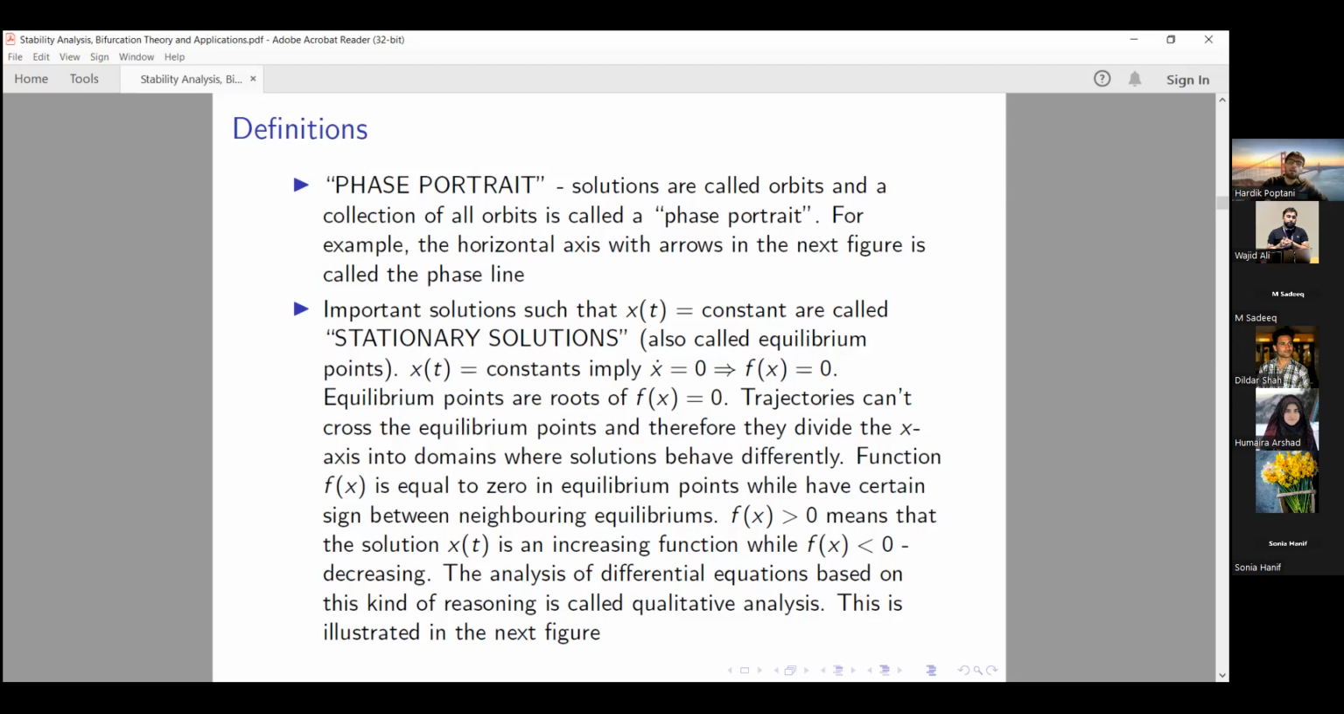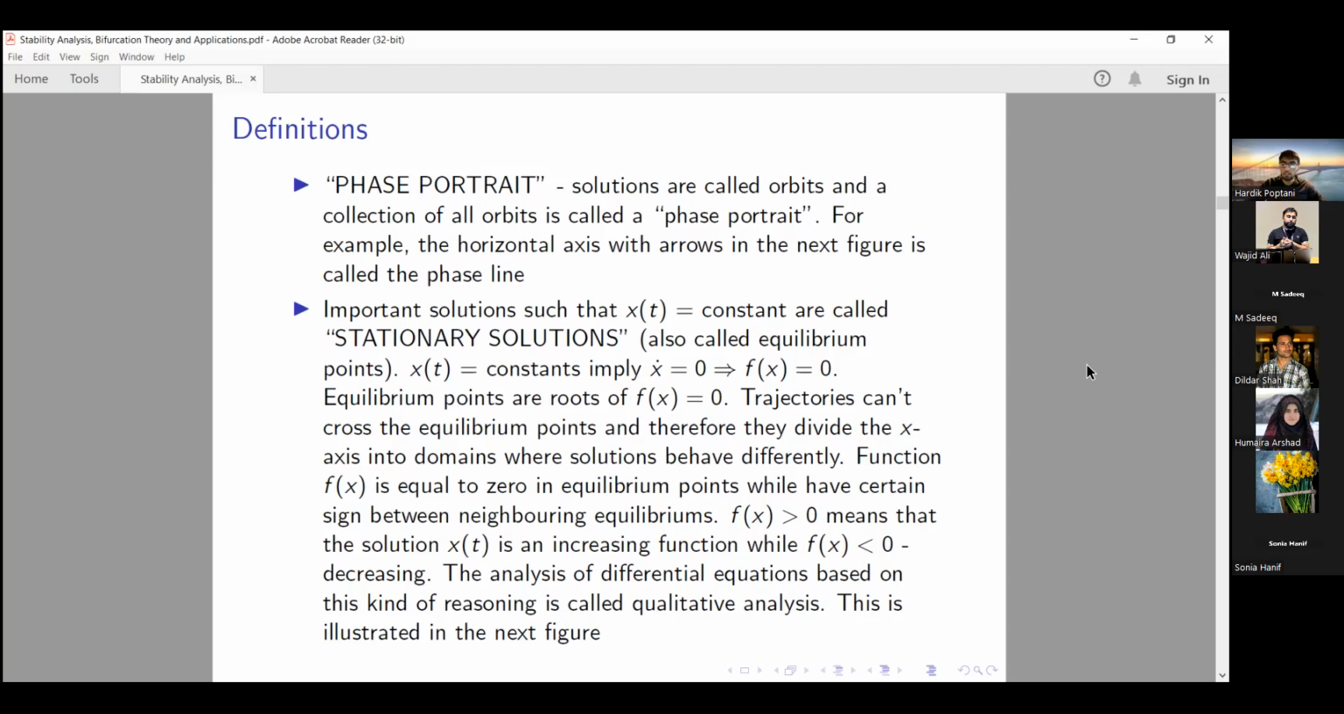Of course, when x of t is just a constant, then differentiating it in terms of time would mean that x dot equals 0. Therefore, f of x, as we've defined, will also equal 0. And therefore, equilibrium points are always the roots that satisfy x dot equals 0.